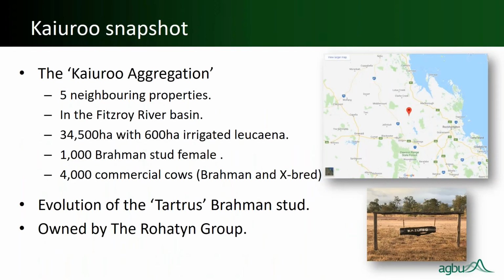So the Kairi herd was a prime candidate for this. For people familiar with the Brahman stud industry, Kairi was an evolution of the Tatras Brahman stud. It was quite a large property in the Fitzroy River Basin of Queensland. They were running about 1,000 Brahman cows that we were able to work with in this project, but that was servicing both their own commercial herd as well as selling bulls into the Brahman stud sector and Brahman commercial sector as well.